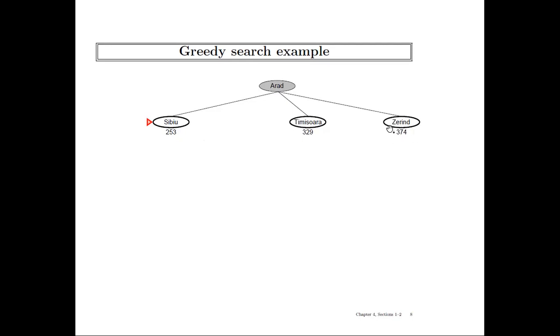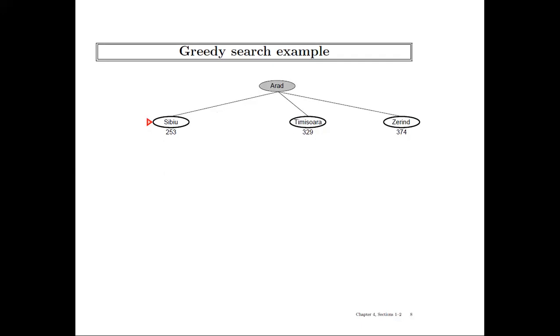So here we will opt for the node which appears to be closer to the target state. If you see these three values, Sibiu seems to be closer to the goal, appears to be, not necessarily that it is clear, but in this strategy we are based just on the heuristic function. So what do we do?